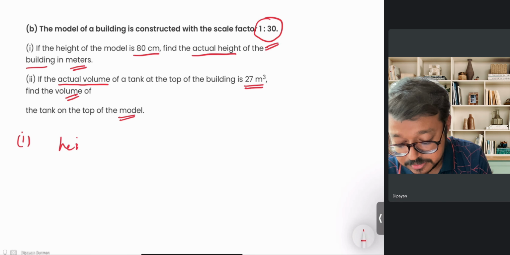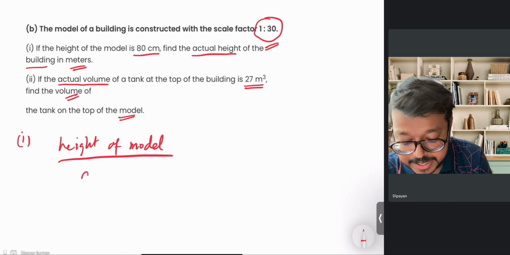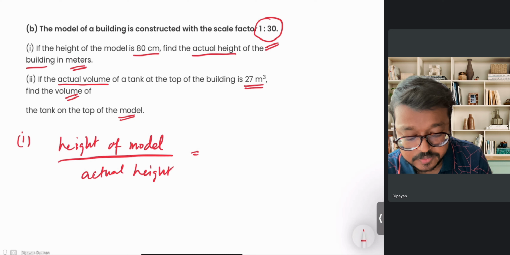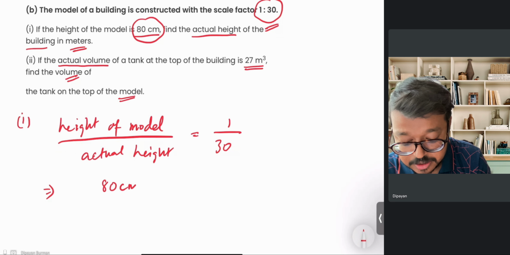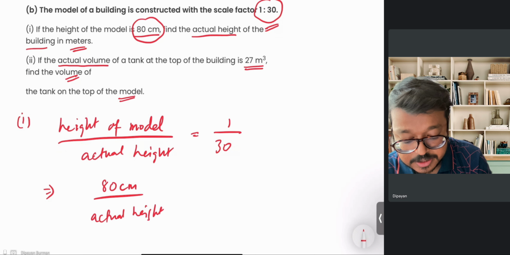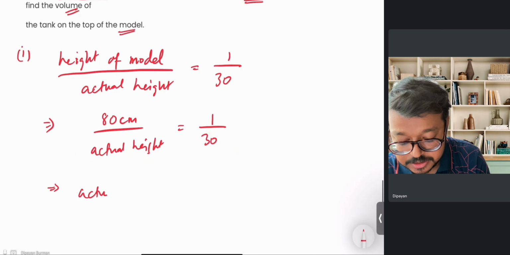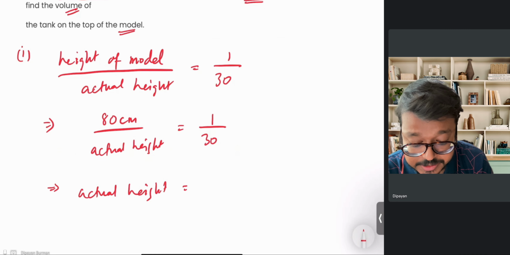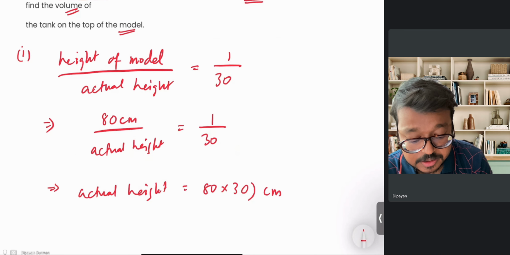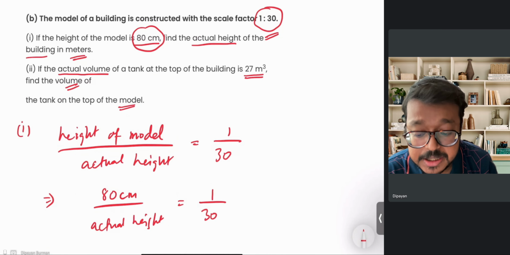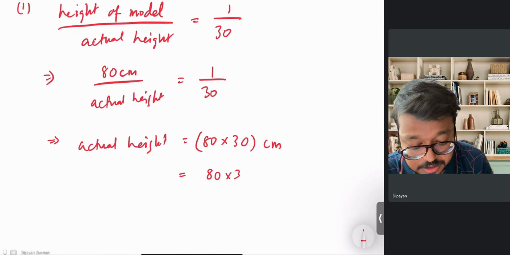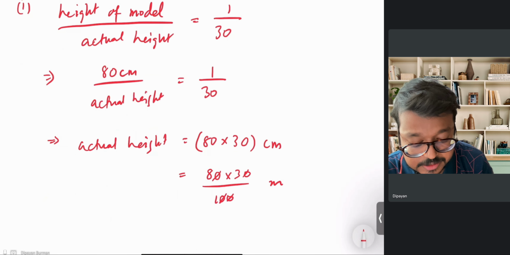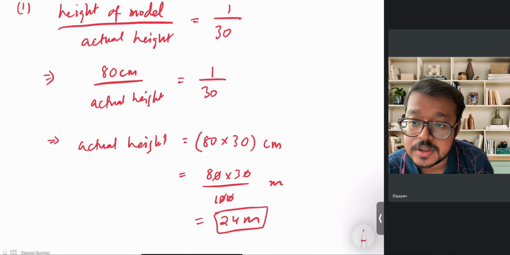So let's say that height of the model by the actual height is my scale factor, which is 1/30. Now height of the model is given as 80 centimeter. So 80 centimeter by actual height is 1/30. So therefore my actual height, if I cross multiply, is 80 times 30 centimeter. But again they have asked me the height in meters. So if I have it in centimeter, I just need to divide with 100 to get the equivalent meter. So it is 80 into 30 by 100, these many meters. So if I now cancel the zeros, 8 into 3, we have 24 meter. So that's the actual height of the building.